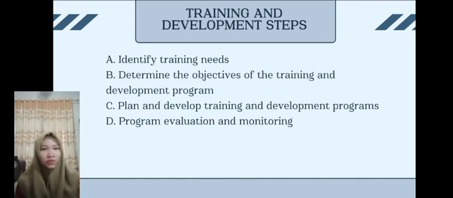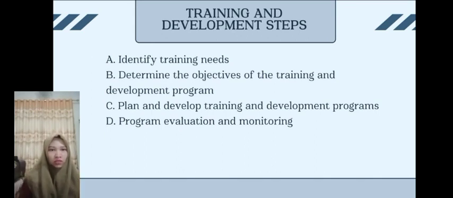Number 3, organizational analysis. Organization analysis aim to review whether the overall organization goals have been achieved or not. The overall goals of the organization need to be reviewed to see whether they have achieved the target or not. If the organization does not or has not achieved target effectively, management needs a training program.